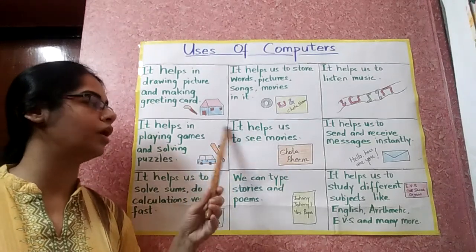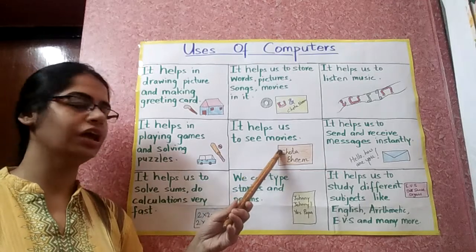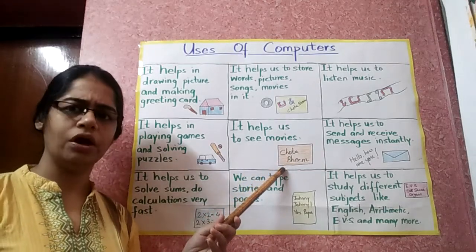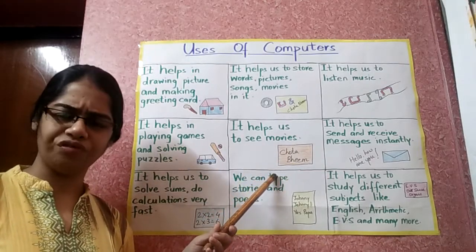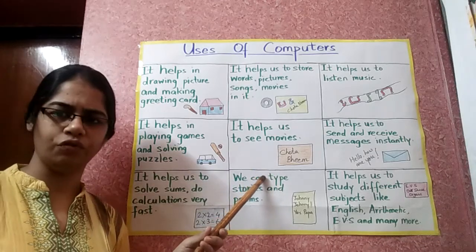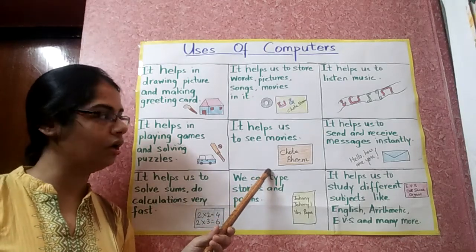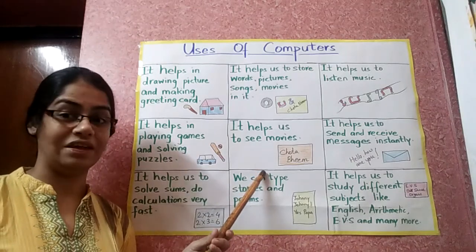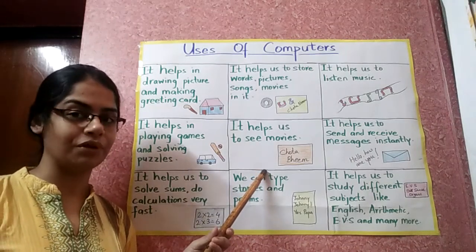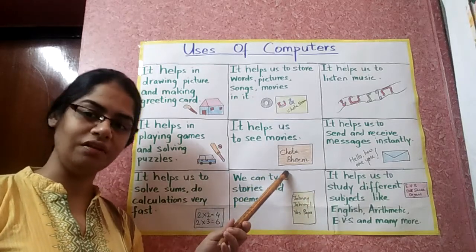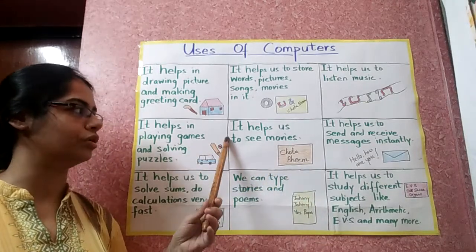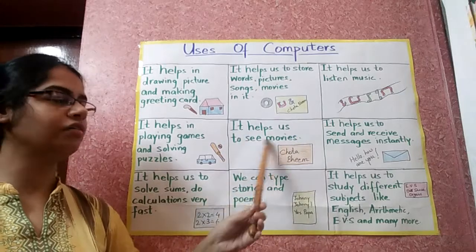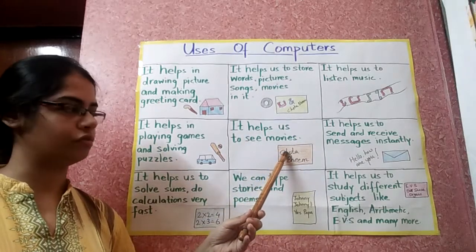Now see next one. It helps us to see movies like Chhota Bheem, Toy Story, Frozen. There are so many different movies we can see in the computer. Yes, you all have seen in the computer? Yes, and very excited now? But yes, calm down. Let's see what other things we can do and see in the computer. So children, it helps us to see movies also.